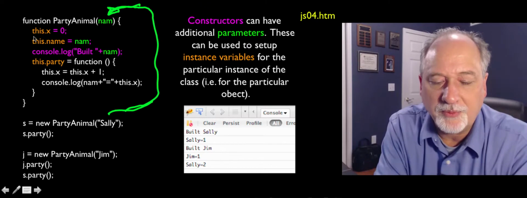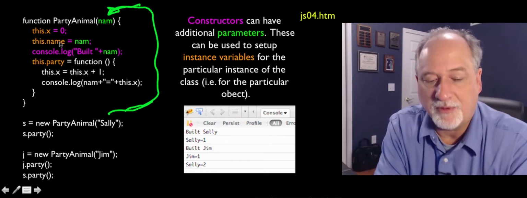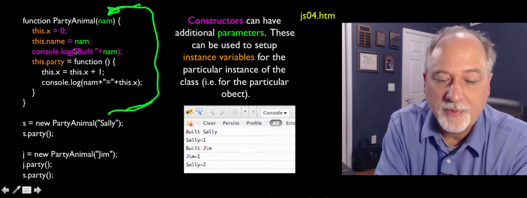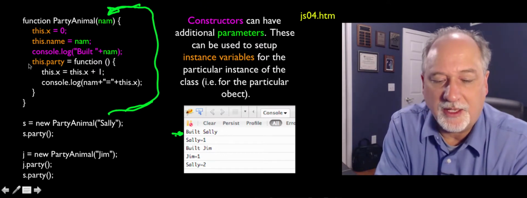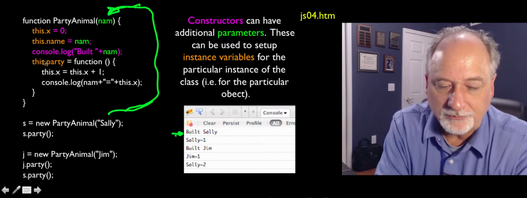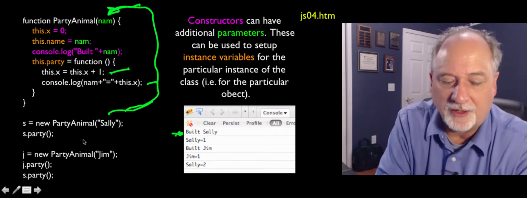And so we then end up with this.x equals 0, just like before. This.name, a member variable name, set to be whatever that is. In this case, it'll be Sally. And then console log, we've built the Sally object. And then we're going to create a member function, a method. This.party is a function that adds 1 to the x member variable and then prints it out.